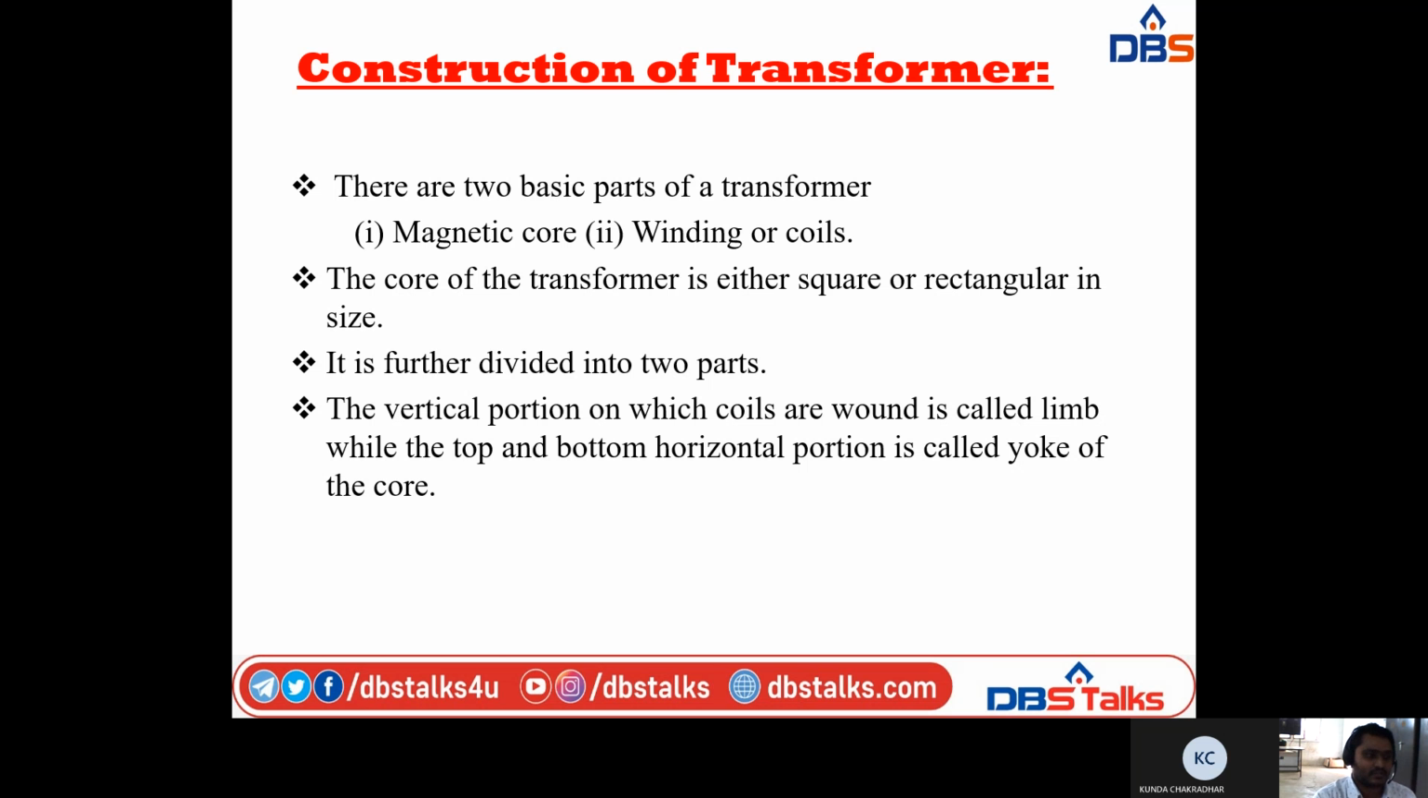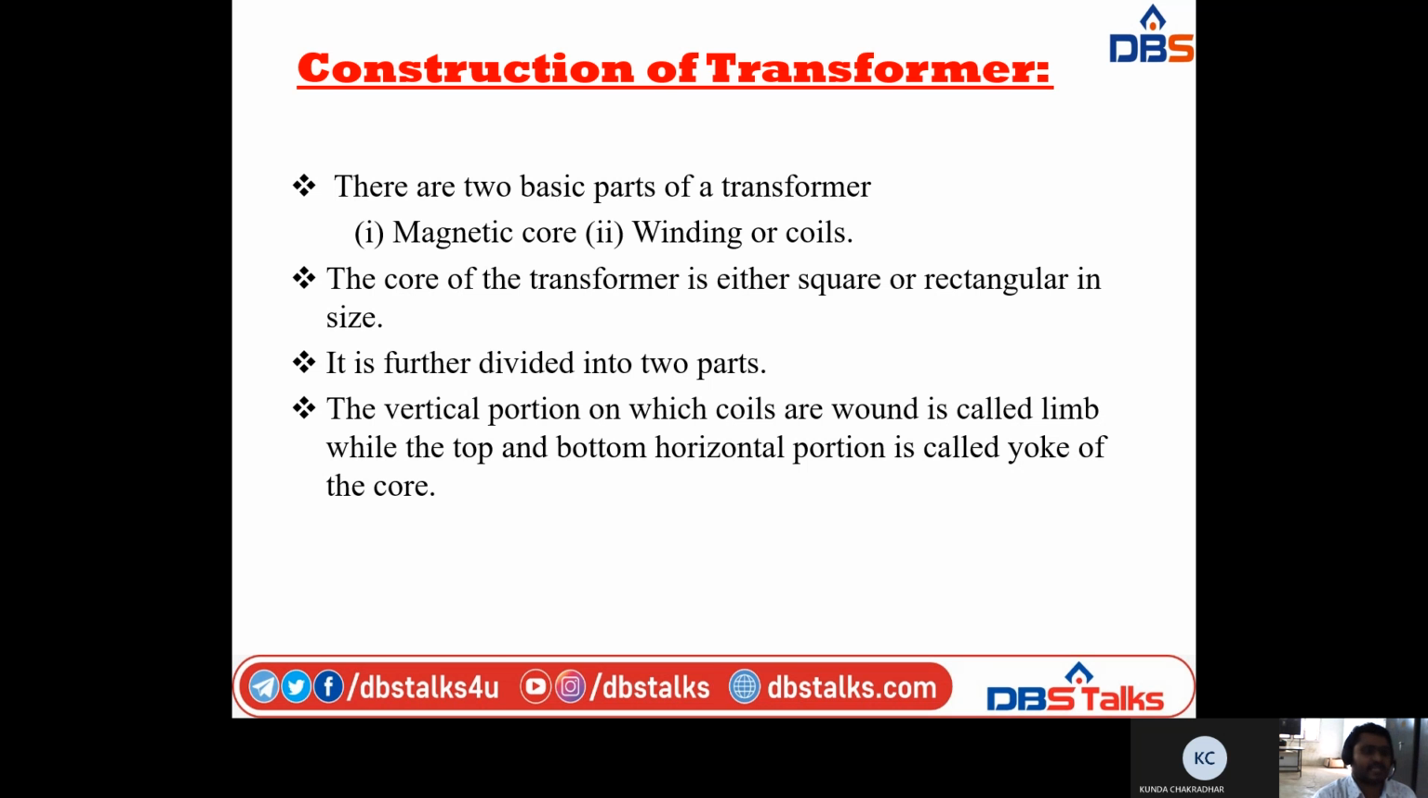There are two basic parts of a transformer. One is the magnetic core and another one is the winding or coil. Here the core of the transformer is either straight or rectangular in shape. The core of the transformer is further divided into two parts.